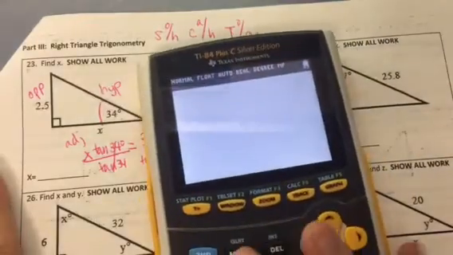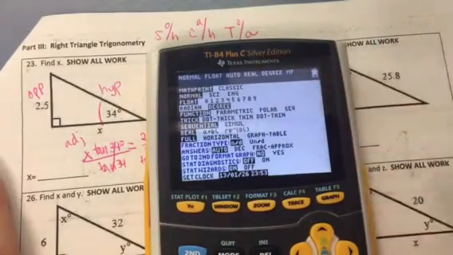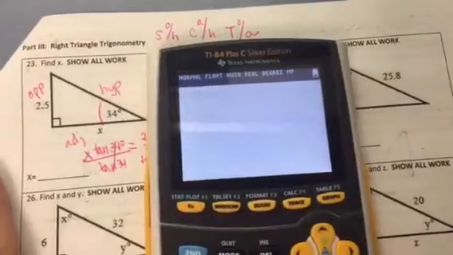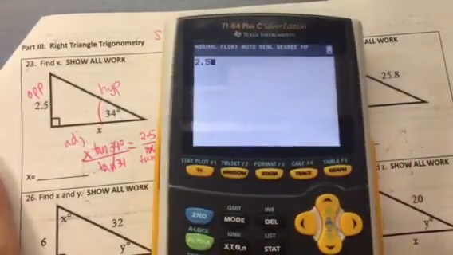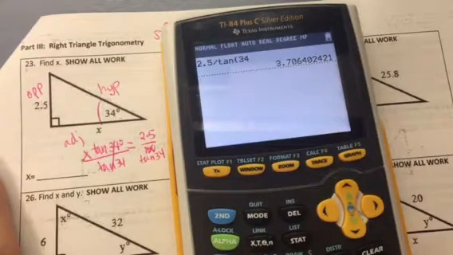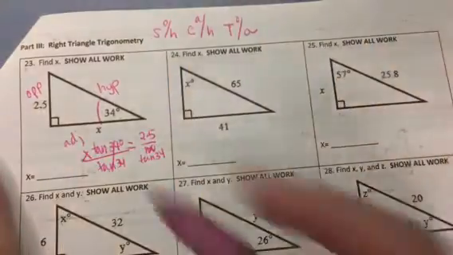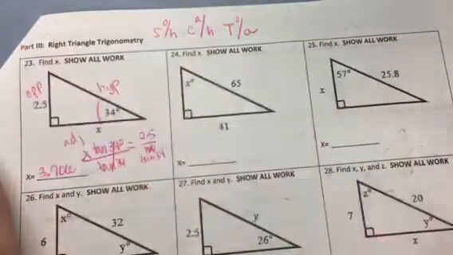Make sure that you're in degrees, not radians. So click mode on your calculator. You should see degree or deg selected. If not, fix it. Now you can just do that in one step. 2.5 divided by the tangent of 34, we get 3.706. So x is approximately 3.706.